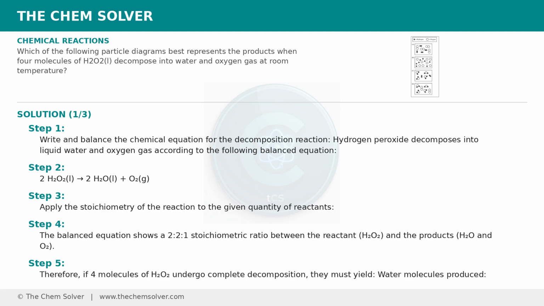Apply the stoichiometry of the reaction to the given quantity of reactants. The balanced equation shows a 2:2:1 stoichiometric ratio between the reactant, H2O2, and the products, H2O and O2. Therefore, if 4 molecules of H2O2 undergo complete decomposition, they must yield water molecules produced.